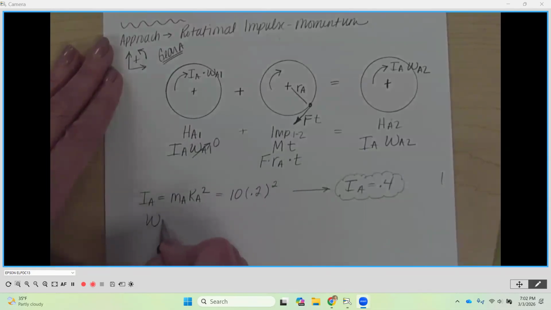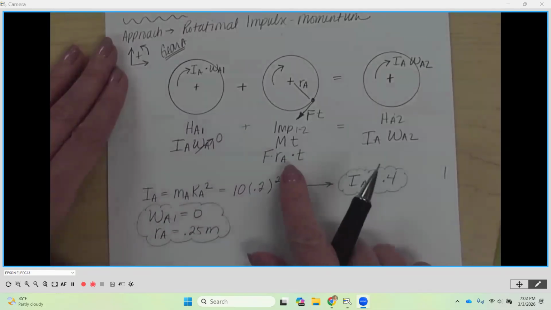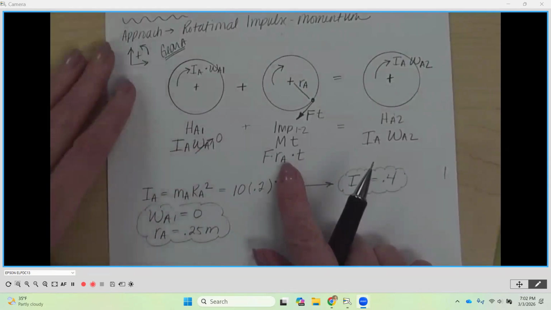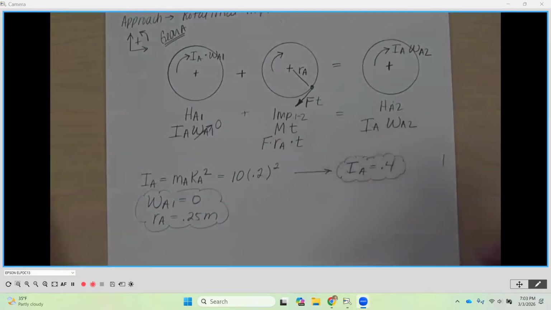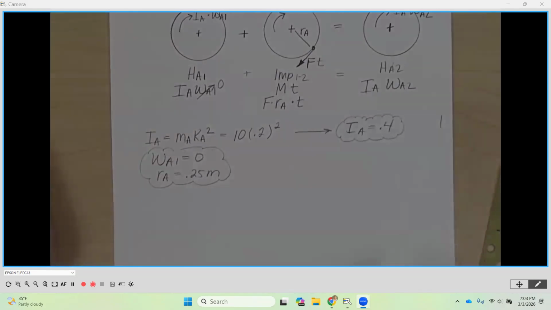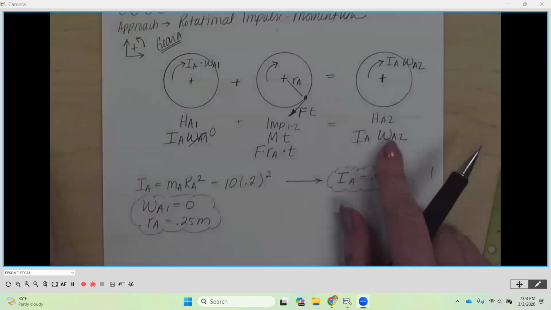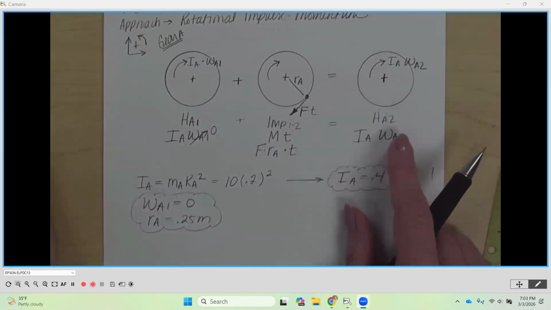Now, our angular velocity A1 is equal to 0 because we're starting from rest, and our radius A is equal to 0.25 meters. So these two items will take care of the radius here and then the omega A1. Now, omega A2. This is going to be the angular velocity after, when gear B is going 600 RPM, because this is our after effect.